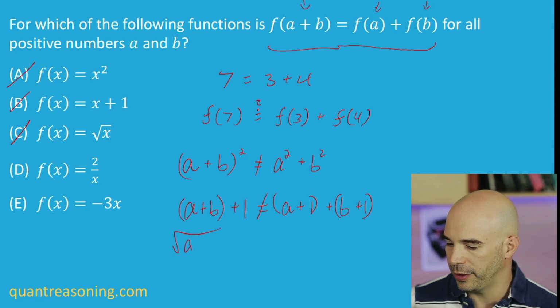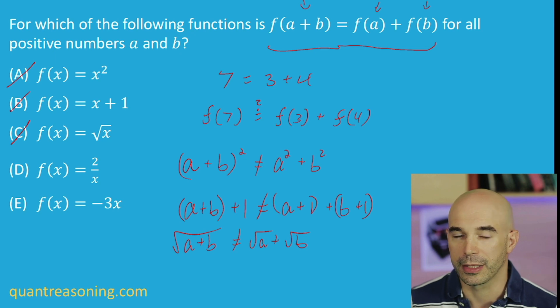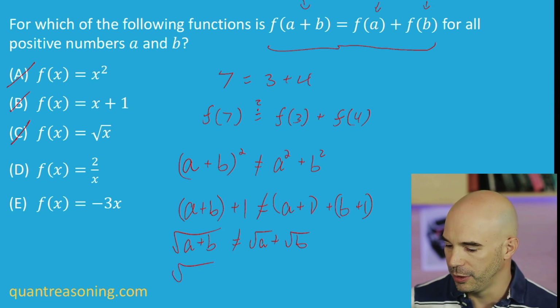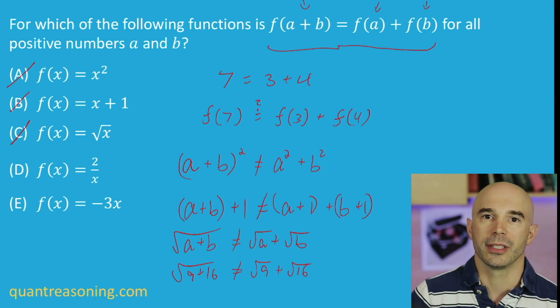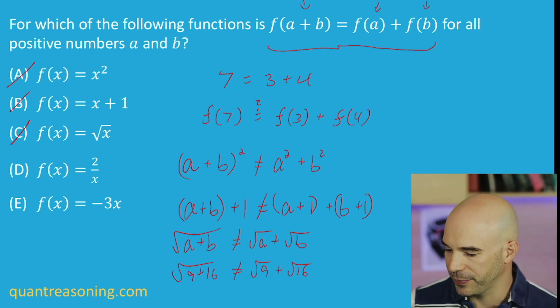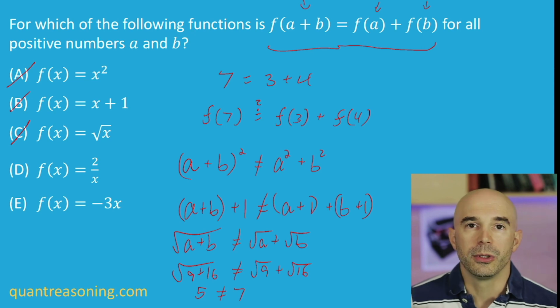But hopefully you also know that root of a plus b is not the same as root a plus root b. And if you don't know that, you can just plug in a couple of numbers and quickly check. Like 9 and 16, for example. Root of 9 plus 16 is not the same as root 9 plus root 16. I purposely chose two numbers that are perfect squares, such that also their sum is a perfect square. Right, so the left side is 5, and the right side is 7. They're not the same. So C is gone. We're down to two answer choices.